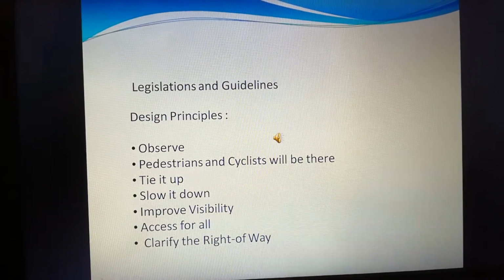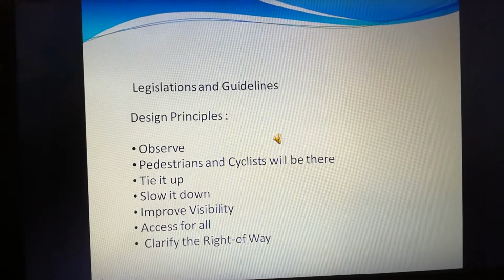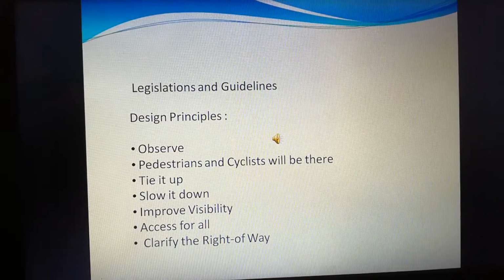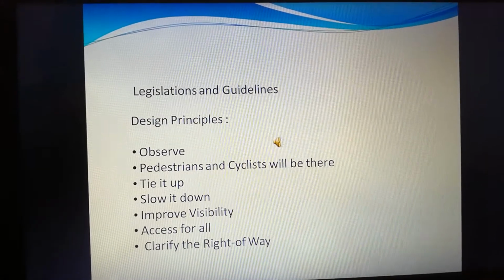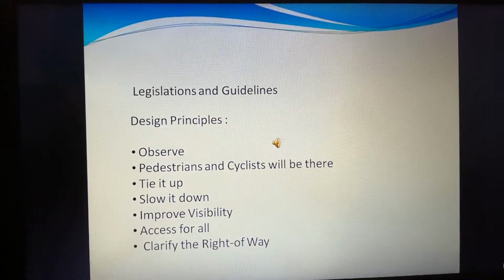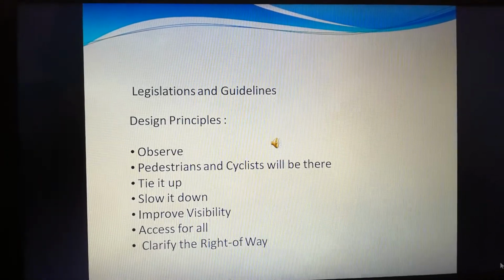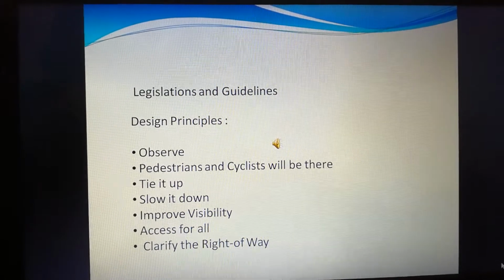The following are some design principles which should be used as a guide when designing for non-motorized transport facilities and intersections. Observe. Watch how the intersection is being used. How are the pedestrians and cyclists currently navigating the intersections? Where are they crossing? Will the people actually use the proposed design?